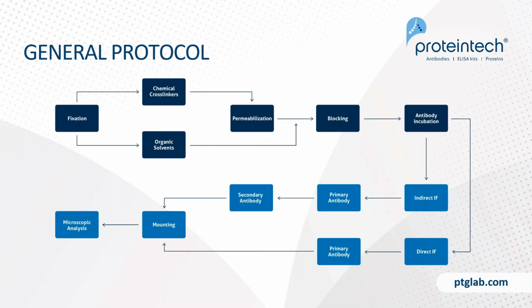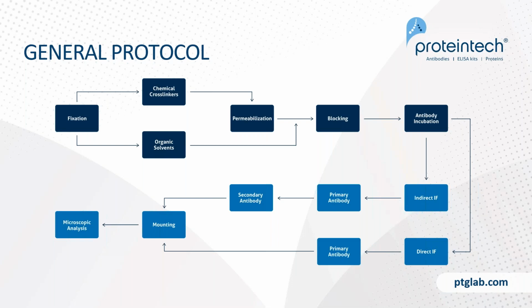With indirect immunofluorescence, you first incubate with your primary antibody followed by your secondary antibody. You have to ensure that you have sufficient washing in between your primary antibody and your secondary antibody incubations, and prior to mounting, in order to ensure that you have removed any unbound antibody that could cause background or non-specific staining within your samples.